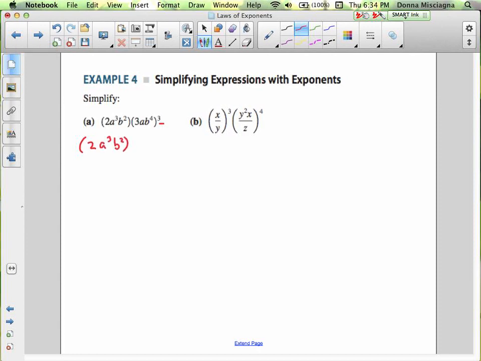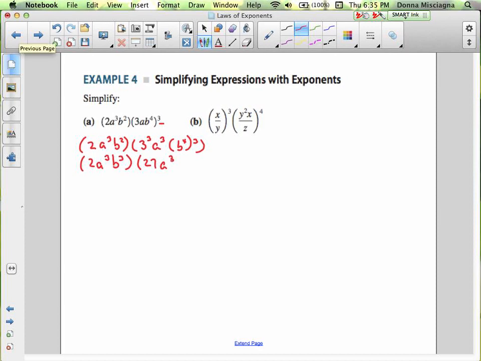We're going to cube that 3ab to the 4th power, which means we're going to cube the 3, we're going to cube the a, and we're going to cube the b to the 4th power. Hope that looks like a 4. And I've got the right amount of parentheses, okay. All right, so still nothing with this first term here. 3 cubed is 27.